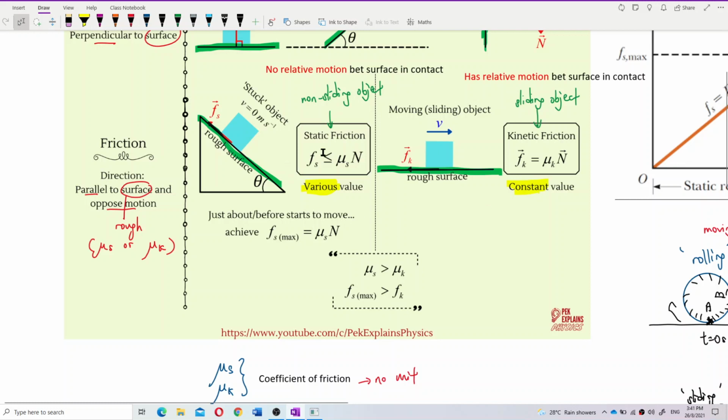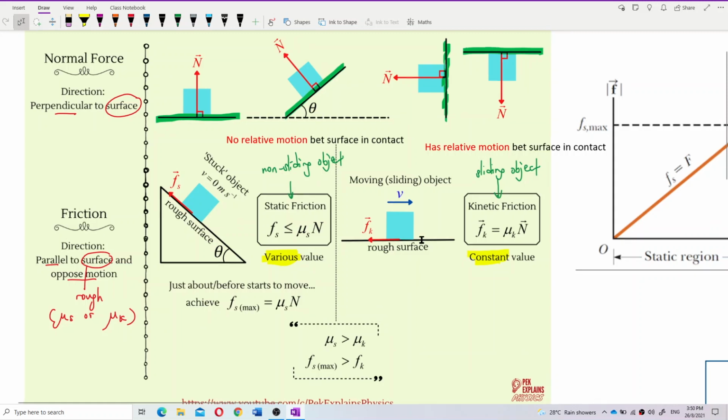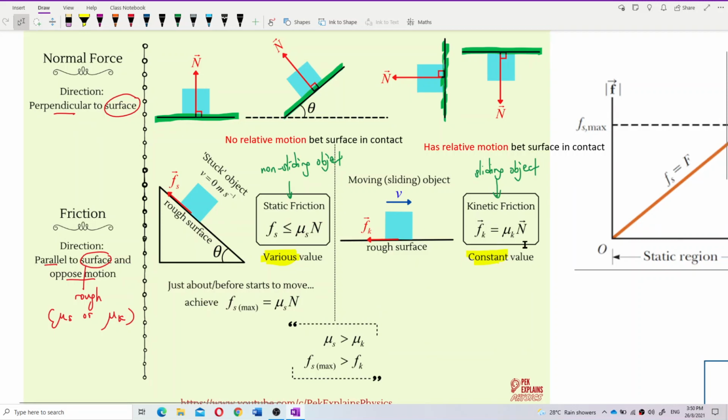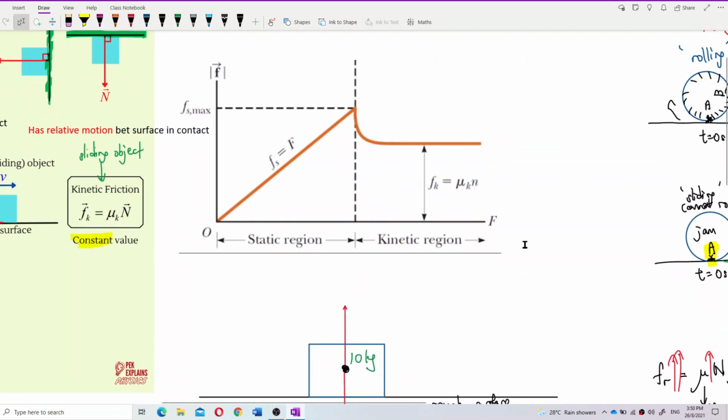What is actually the essence of static friction? Now look at this. Static friction has various values less than or equal to mu s N. Kinetic friction has a constant value mu k N. So let me tell you one example, based on this graph. Here you can see this part is static friction because it's a static region. The object is not moving. This is the friction, with a low value and a high value. Kinetic friction is a constant value.